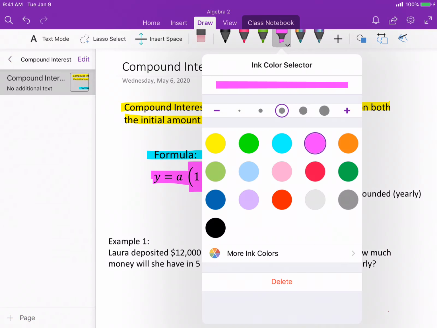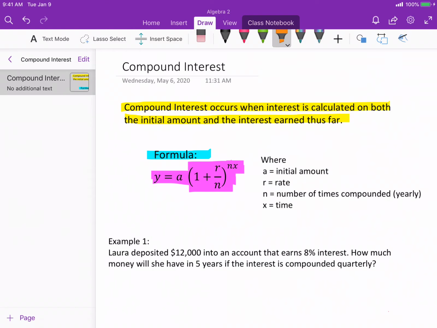So let's start with the first variable. A does not change. A still represents the initial amount, which the word problem gives you. R is still going to represent a rate, and in this case, it's going to be interest rates. N is the new variable. N represents the number of times the interest is going to be compounded, and this is on a yearly basis.